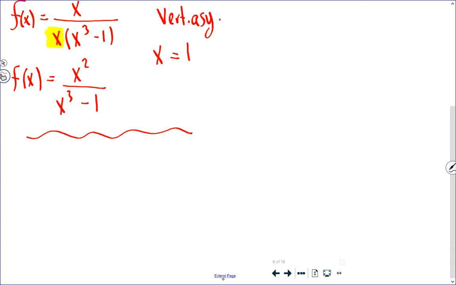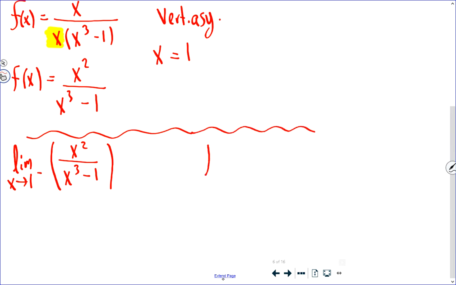So I need to determine the limit as x approaches 1 from the left of x squared over x cubed minus 1. And I need to determine the limit as x approaches 1 from the right of x squared over x cubed minus 1. Now, how do we do this?